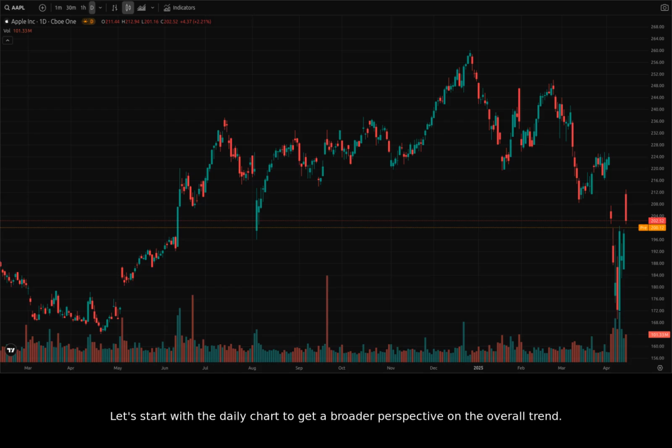Let's start with the daily chart to get a broader perspective on the overall trend. Looking at the daily chart, we can see how the stock has moved over the past year. We'll be working in UTC time today.